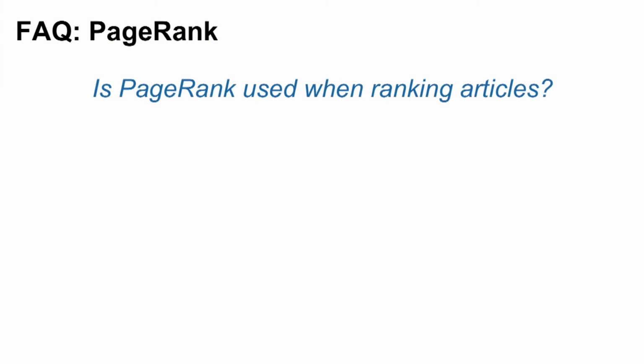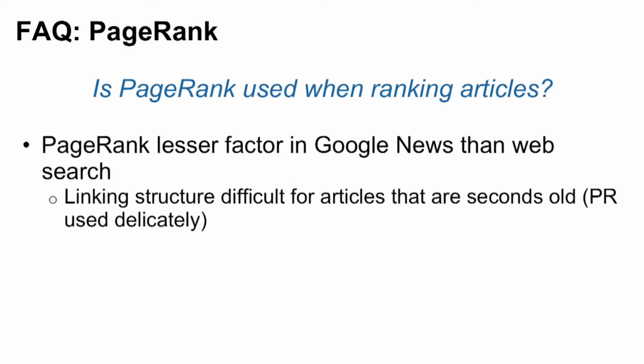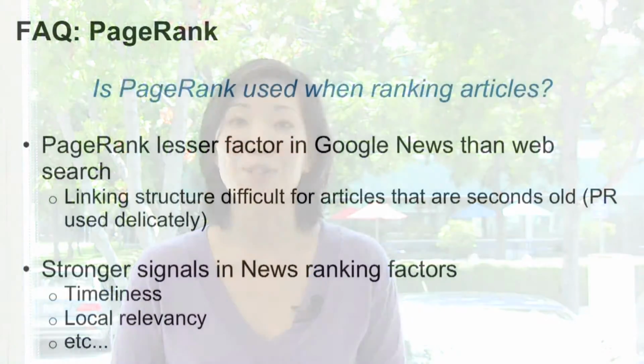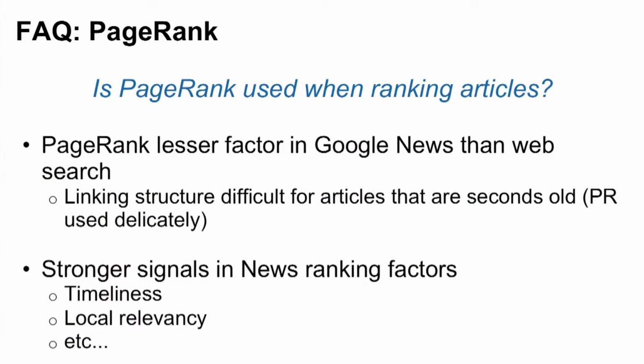So the last frequently asked question, of course, is what about PageRank? PageRank is a lesser factor in Google News than it is in web search. And that makes sense, right? Because the linking structure for an article that was only published minutes ago isn't going to be the same as one that was published years or months ago. So we have to use PageRank delicately in Google News. Instead, we use more signals like we talked about earlier, things like timeliness. Is it fresh and new? Or does it have local or personal relevancy? Those types of things.